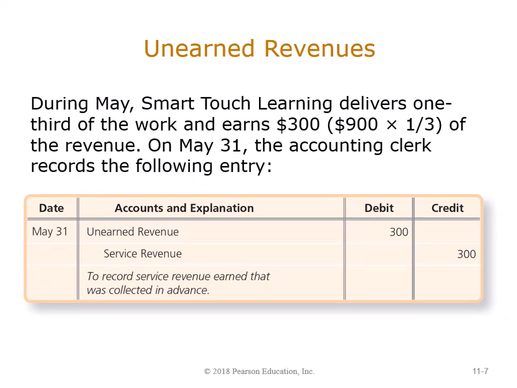Okay, now we're going to fast forward 10 days in this case when we get to the end of the month. At this point, we have completed a portion of the work. They tell us in this case that we have completed a third of the work. So that means we get to recognize a third of the revenue. So our adjusting entry on May 31st is going to be a debit to the unearned revenue account, debiting the liability account to reduce it, and we're going to credit the revenue account to recognize that $300 in revenue that we have earned.